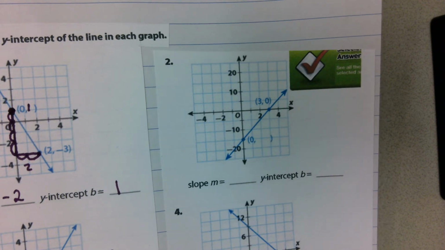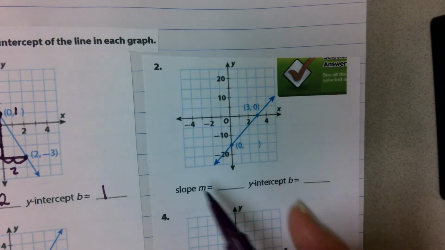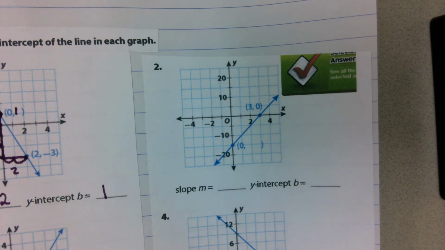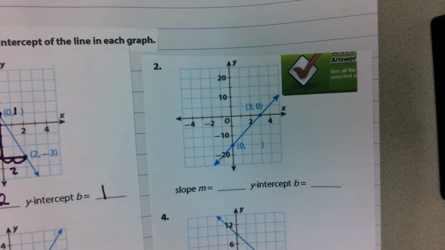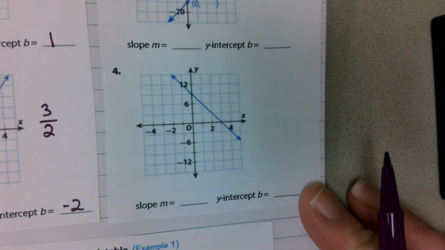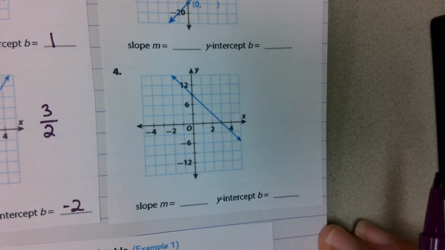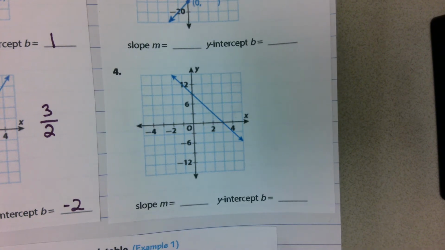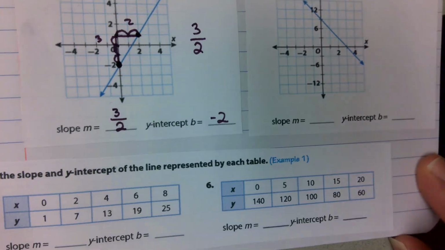All right. So now I want you to do number 2 and input your answers there. And then number 4, tell me the slope and the y-intercept.